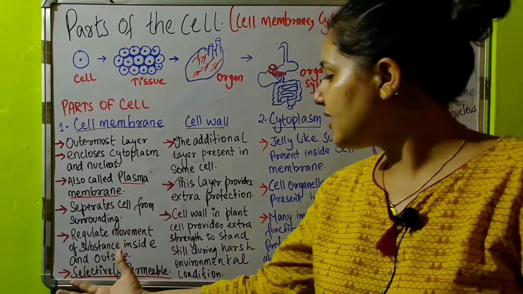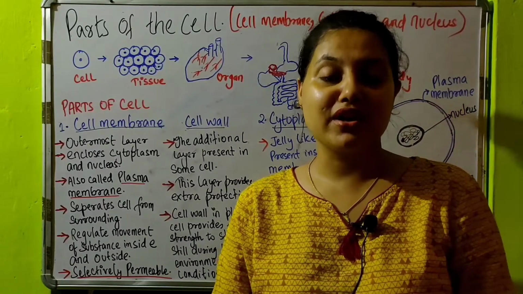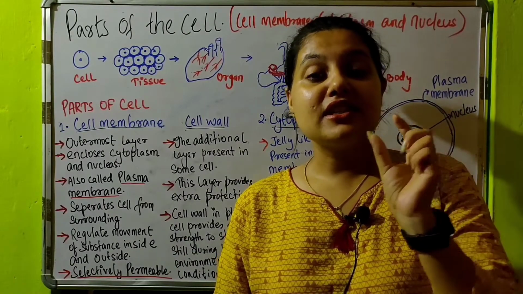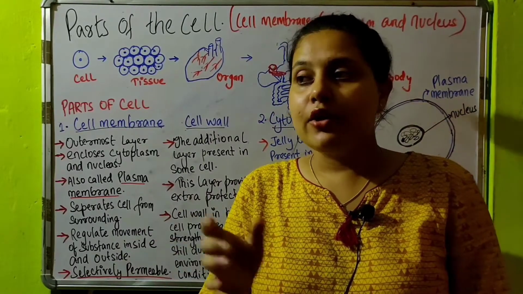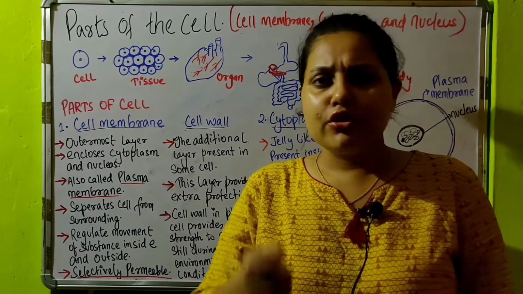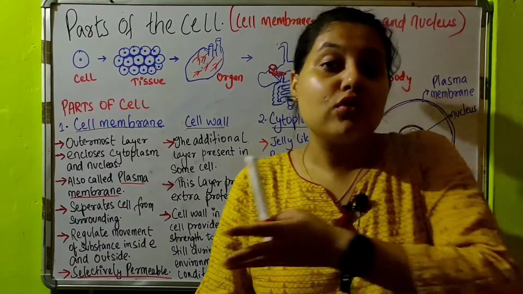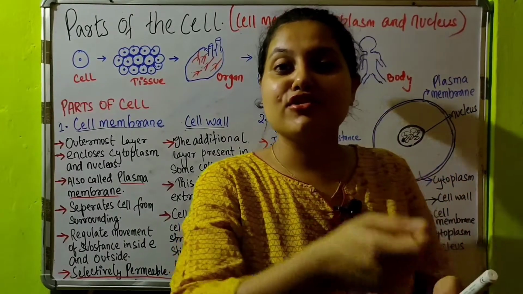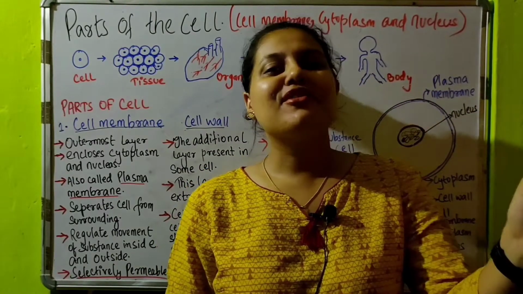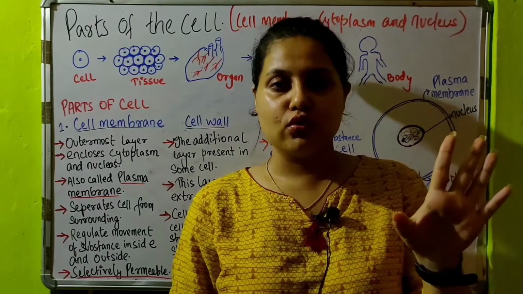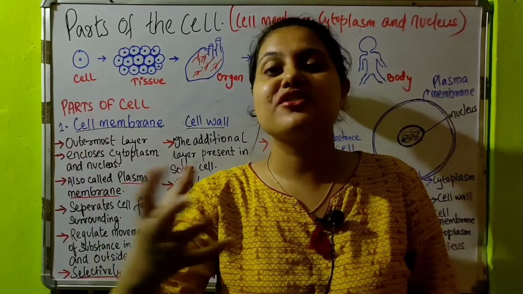Okay, and then you see it is selectively permeable. What does this mean? This is a very important thing. Selectively permeable means it will permit only certain things, it will not permit everything. For example, to enter somewhere, you need to show a gate pass, isn't it? In the same way, the substances which want to enter the cell also need to show a gate pass to the plasma membrane, and if plasma membrane says okay, then only they can enter. Otherwise no, because our cell wants to protect itself from any external agent.